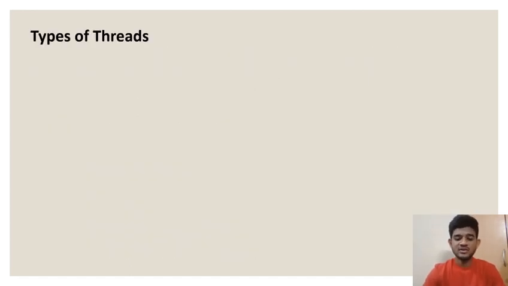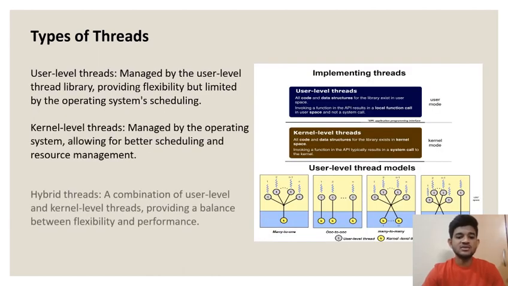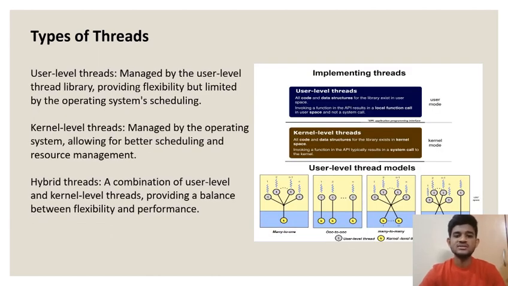Now let us see the types of threads. There are totally three types of threads. First one is user level threads, second one is kernel level threads, and the third one is hybrid threads. First one, user level threads. User level threads are managed by the user level thread library, providing flexibility but limited by the operating system scheduling. Let us see the kernel level threads. Kernel level threads are managed by the operating system, allowing for better scheduling and resource management. Hybrid threads, a combination of user level and kernel level threads, providing a balance between flexibility and performance.